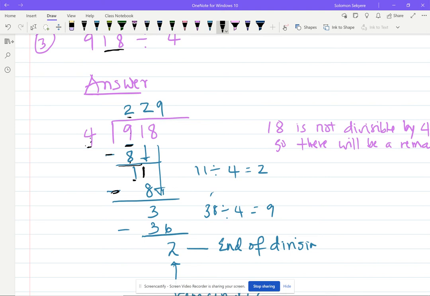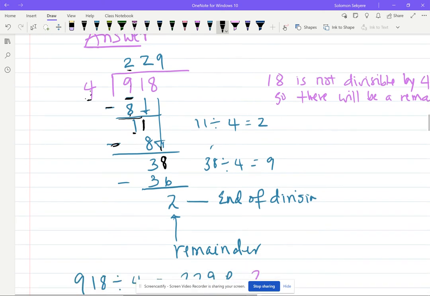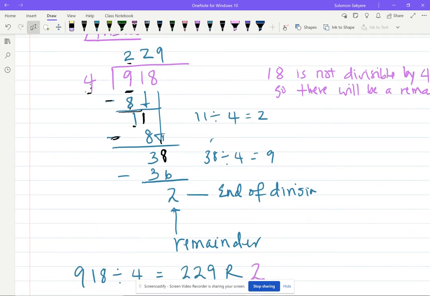We have a number left here. We bring it all the way down. So now we have 38. And now we divide 38 by 4. Okay, you have to master your times table here.